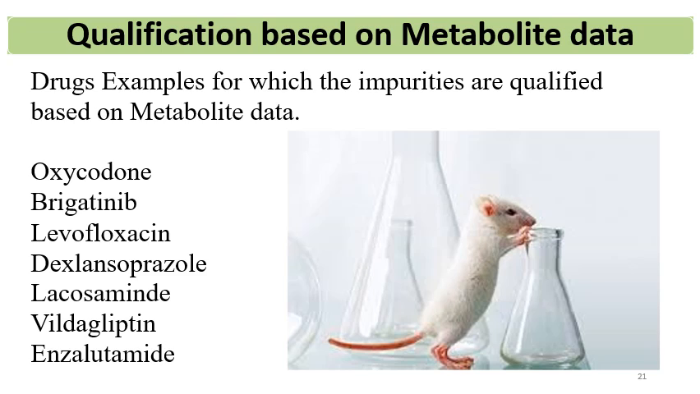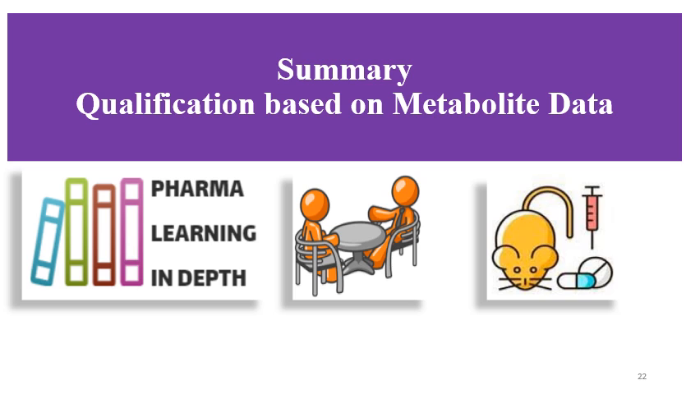See, there are various examples of drugs and formulations for which the impurities are qualified based on the metabolite data, and some of the examples are oxycodone, brigatinib, levofloxacin, dexlansoprazole, lacosamide, vildagliptin, and enzalutamide. So this is regarding the qualification based on metabolite data.